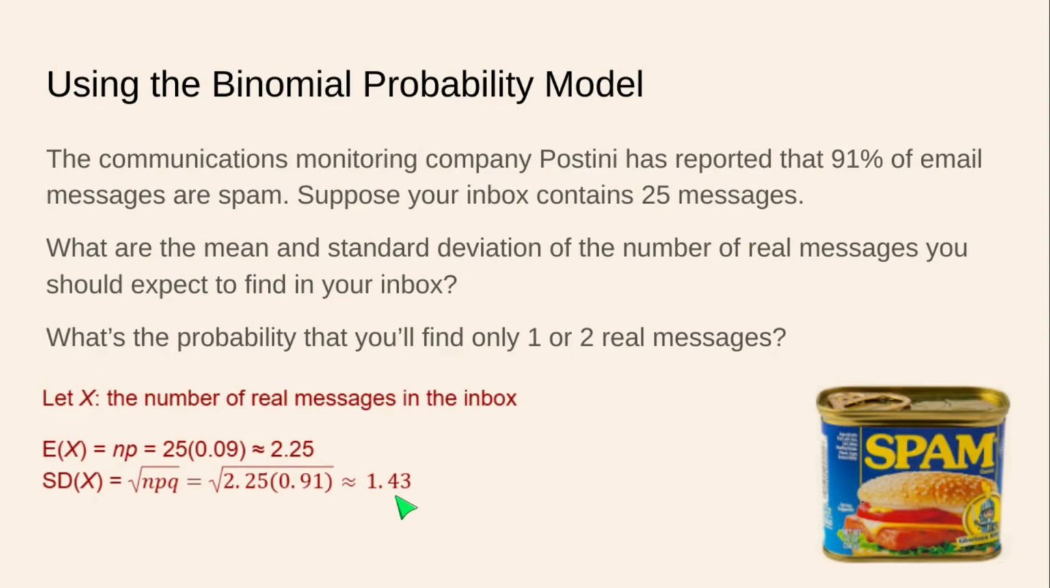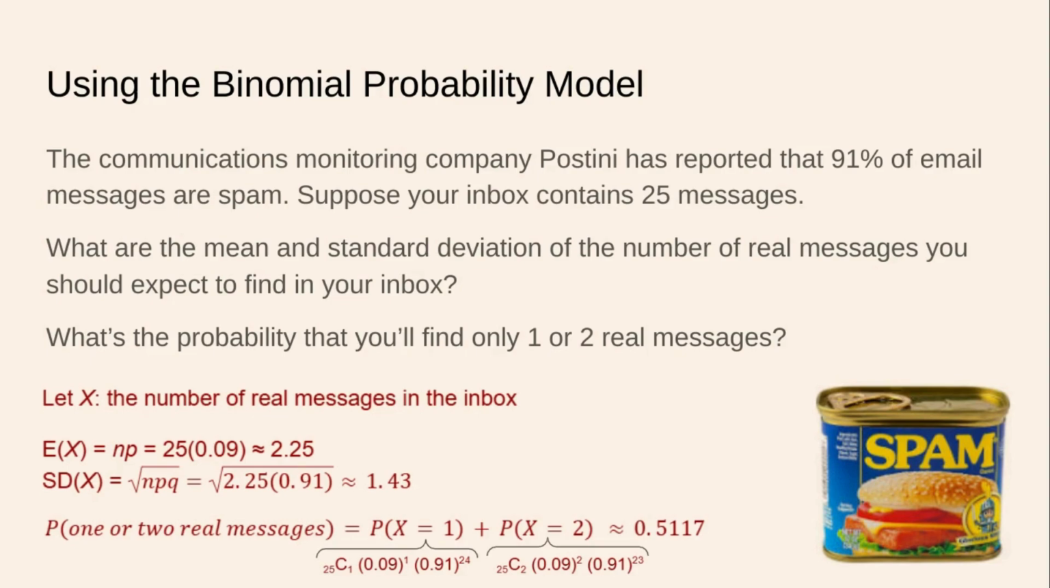Okay, now we need to find the probability that only 1 or 2 real messages are what we get. And considering that our expectation is a little over 2 messages, this should be a decently likely event. So the probability of 1 or 2 real messages is equal to the probability that x equals 1 plus the probability that x equals 2. We can write those as combinations. We'd say 25 trials, choose 1. We have 1 success and 24 fails.